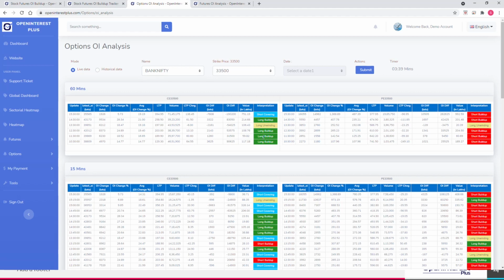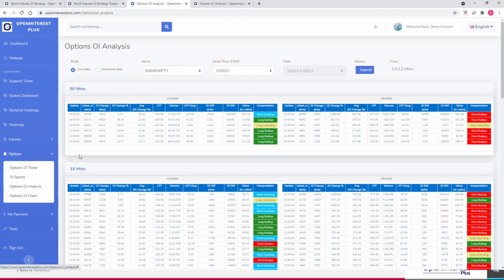When longs are creating positions, we need to equally see shorts writing heavily on the put side. That gives us confidence about the aggressiveness of the call writers and the put buyers, and the aggressiveness of the put writers and call buyers.